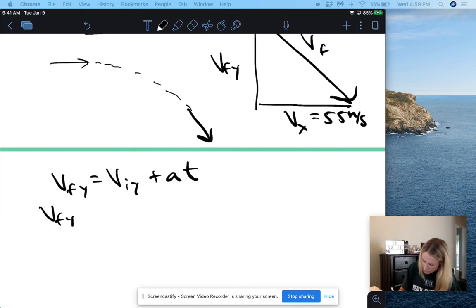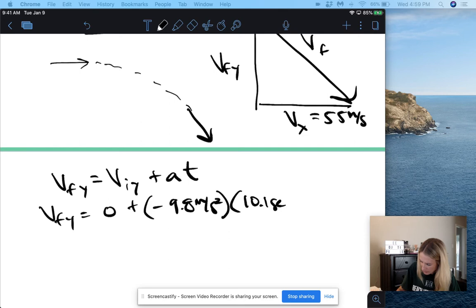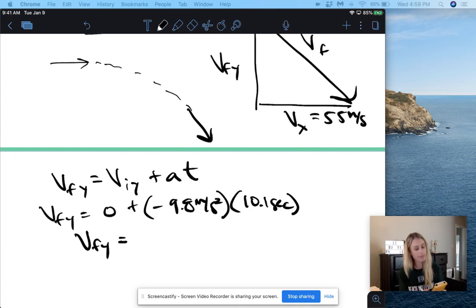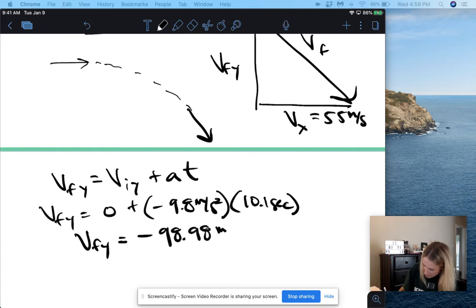So v final y will be equal to 0. Remember, we're dropped in the y direction, plus negative 9.8 meters per second squared times time, which was 10.1 seconds. So we get our final velocity in the y direction is 9.8 times 10.1, 98.98, and that's a negative 98.98 meters per second. And then we have our x direction.